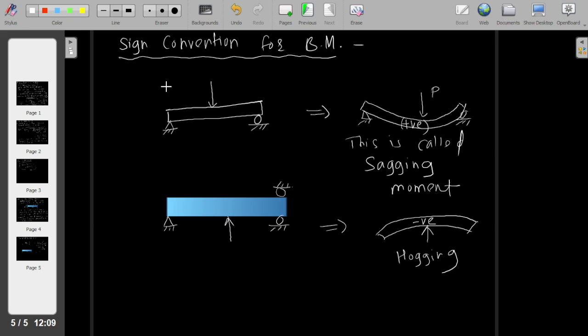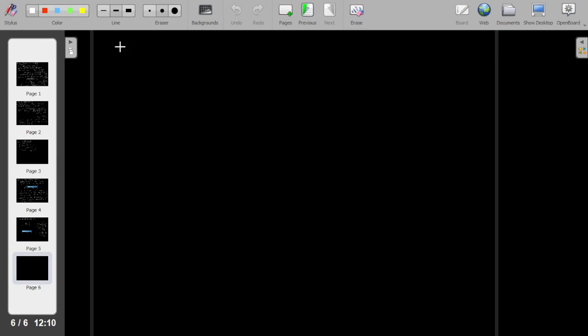Now this is over. I explained the concept of shear force and bending moment, the shear force diagram and bending moment diagram. Next, we will see the relation between these. There is a relation, right? Because of the shear force, the bending moment comes. If there is no shear force, the bending moment will not come.